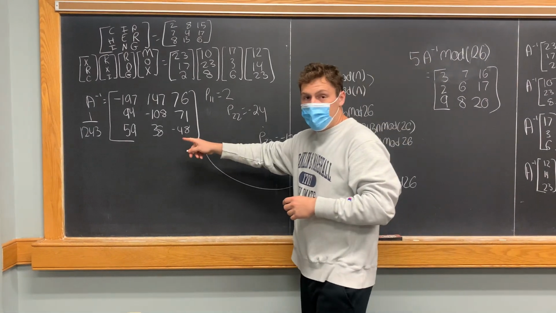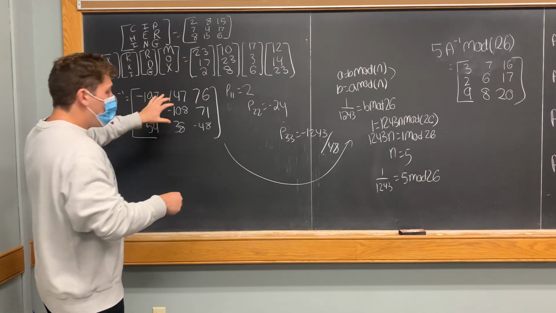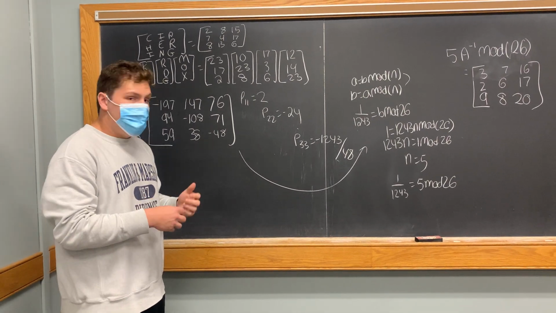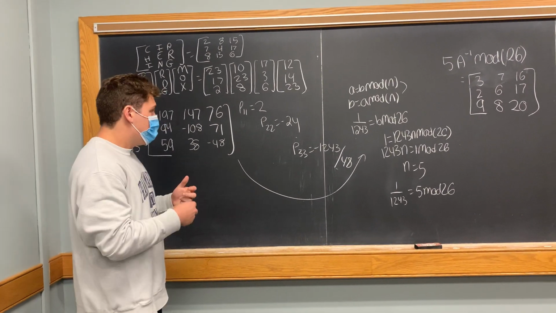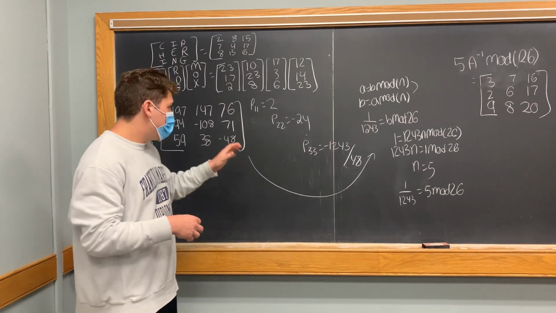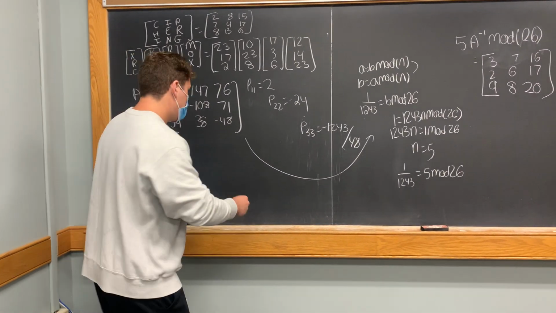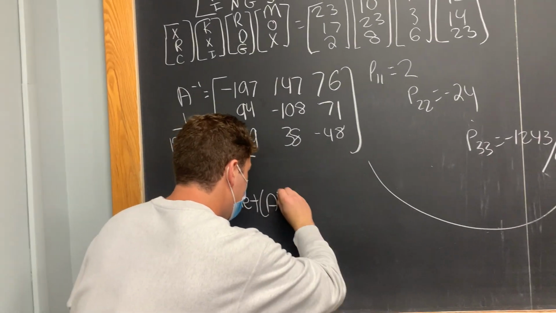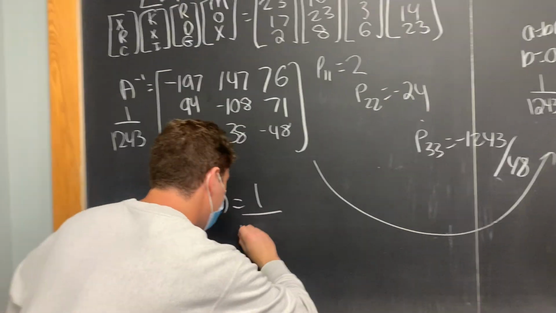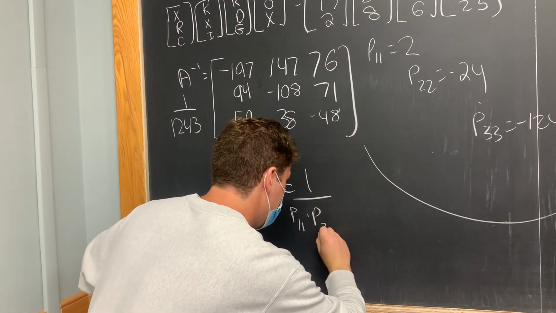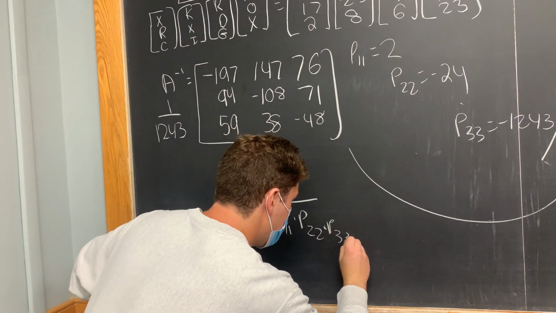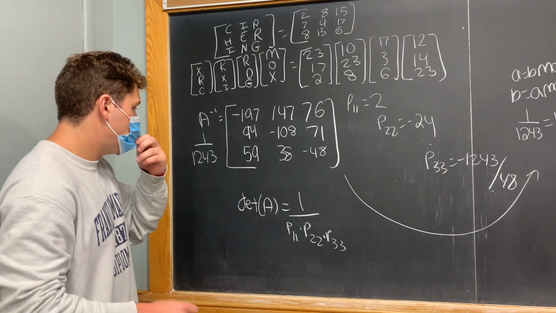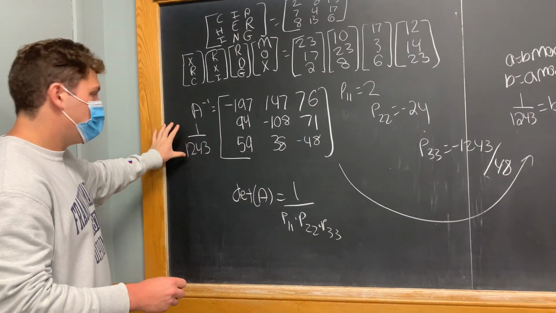In my actual inverse matrix, I had all these numbers divided by 1243, but I realized that I needed to find my determinant, so I was able to pull out the 1243 and turn all of these fractions into regular numbers. My determinant of A equals 1 divided by my pivots, P1 times P2 times P3. When I calculated that number, I got 1 over 1243. So my encrypted inverse matrix is right here.